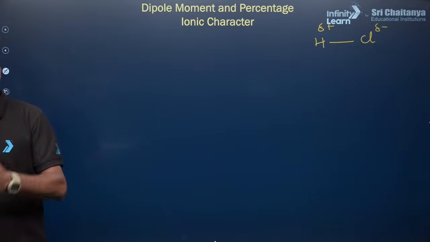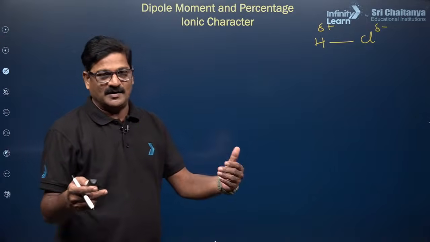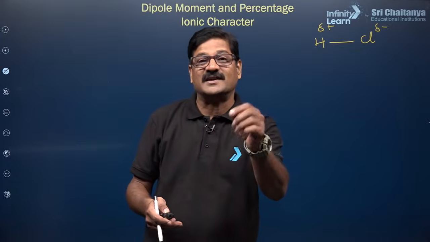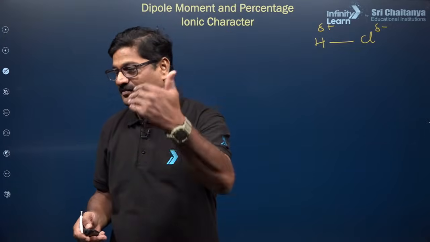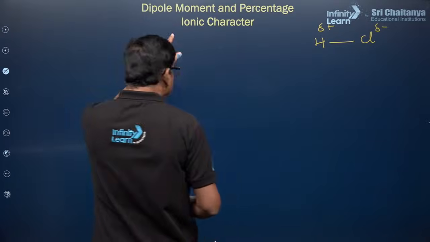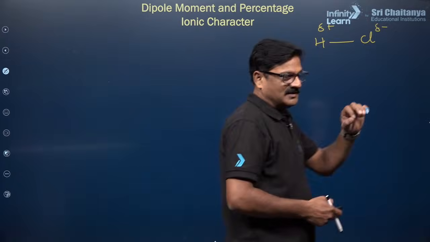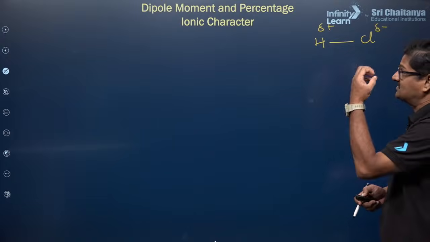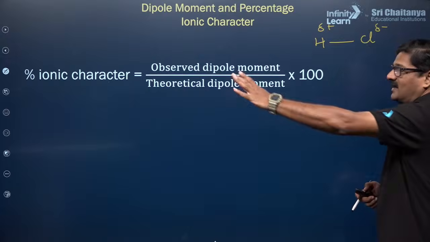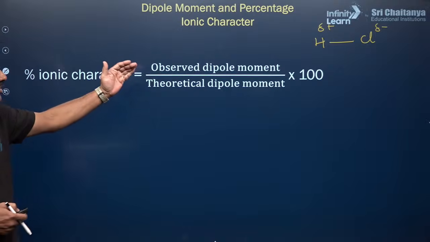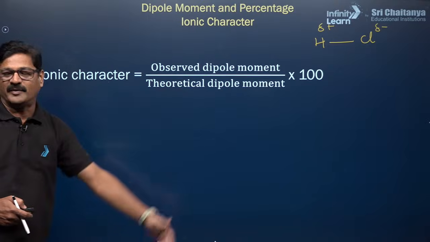A covalent compound is a bond formed by the mutual sharing of electrons. But due to electronegativity difference, it gets a partial positive charge and a partial negative charge. As a result, the dipole moment makes it a little polar. Because it is a little polar, it has a little bit of ionic character, and that ionic character can be calculated by using this: percentage of ionic character is equal to observed dipole moment upon theoretical dipole moment into 100.